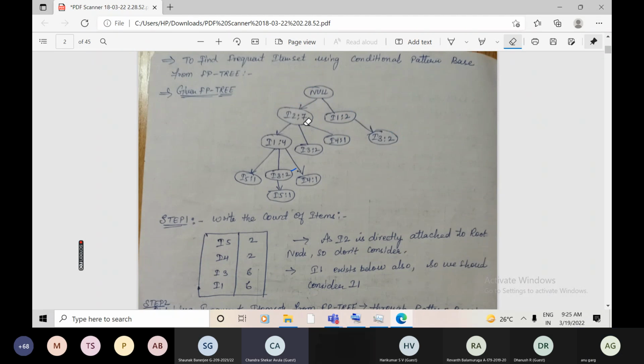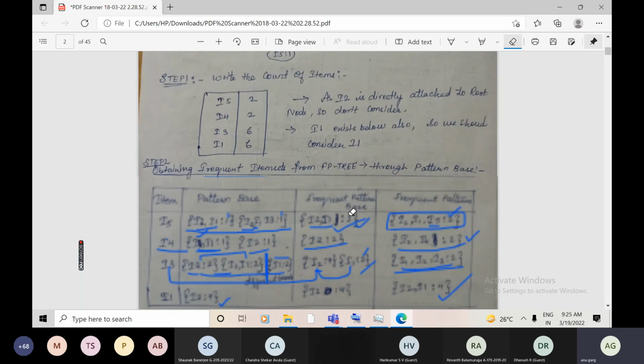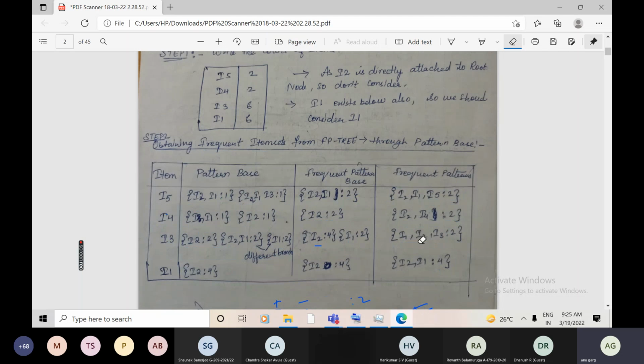Okay, but there is no I2-specific logic as such. I mean, there is a logic, I think we need to analyze it. But if you see, you have I2 everywhere, and if you see the frequent patterns, every pattern is coming with I2 only. So this is the case when you want to get the frequent patterns given an FP tree.